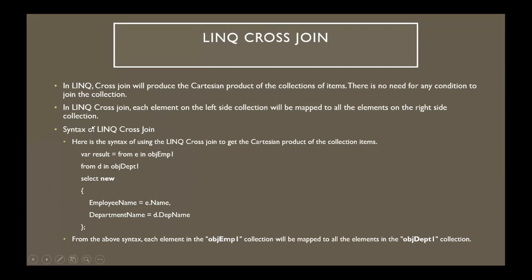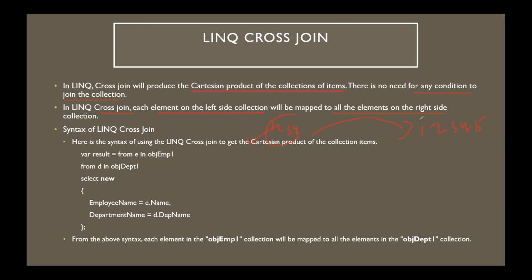Cross join. So cross join will produce the Cartesian product of the collection of items. There is no need for any condition to join the collections. In LINQ cross join, each element on the left hand side collection will be mapped to all the elements on the right hand side collection. It might be possible that the left hand side collection has 1, 2, 3, 4 elements and the right has 1, 2, 3, 4, 5. So all the elements on the left hand side will be mapped to all the elements on the right hand side. That's what will happen.